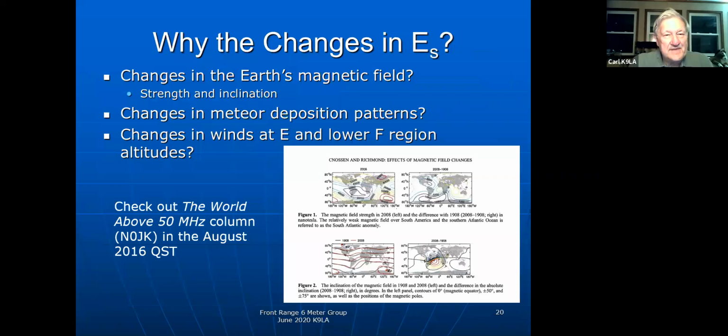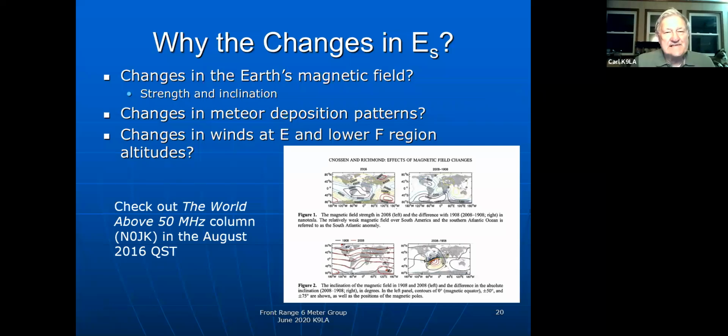Well, it could be because the Earth's magnetic field is changing, not only in strength, but also in inclination. In other words, the North Magnetic Pole is moving. And it could be changes in meteor deposition patterns. And sporadic E is probably dependent on meteor deposition. We're surrounded by meteor debris.